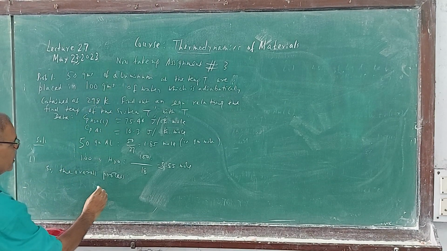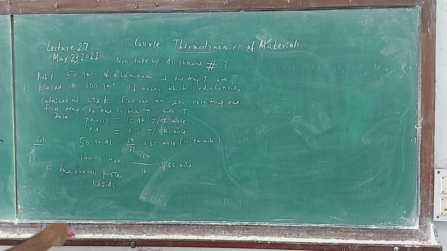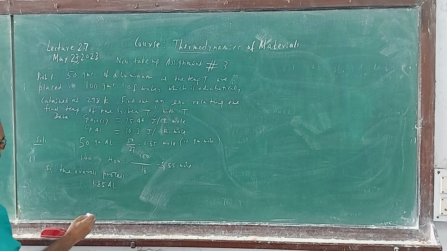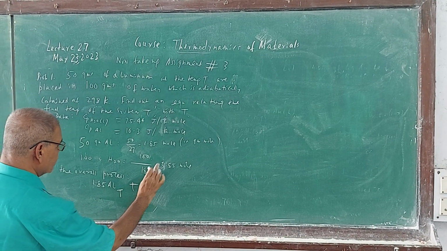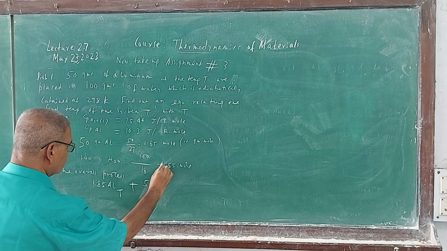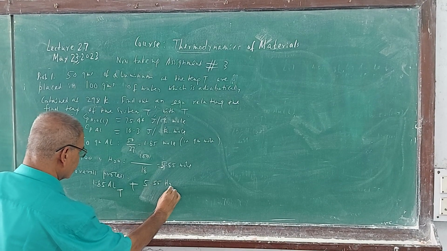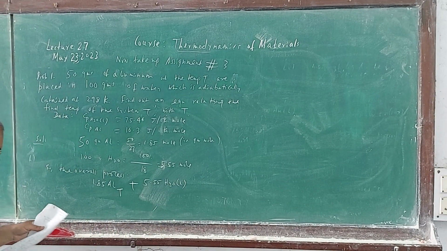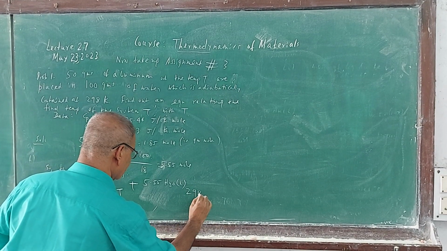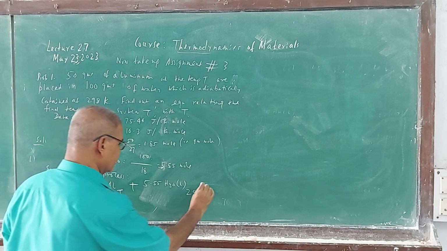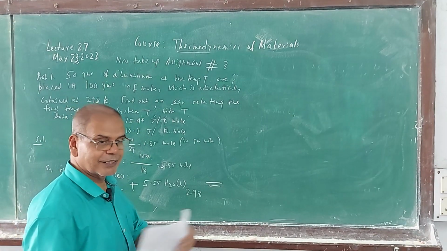So 50 grams of aluminum means 1.85 moles aluminum. Phase I don't know, so keep it secret. What temperature? T, sir. Plus 5.55 moles water, this is liquid. What is the temperature? 298 K. They are at the same temperature.